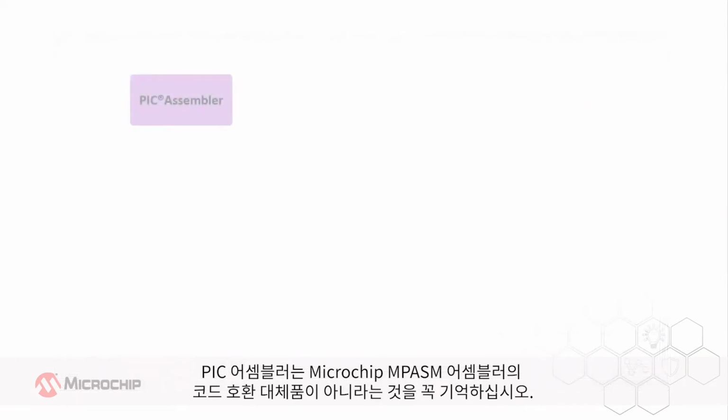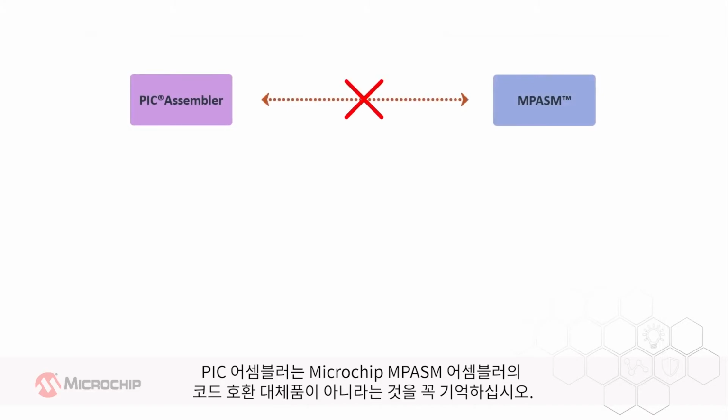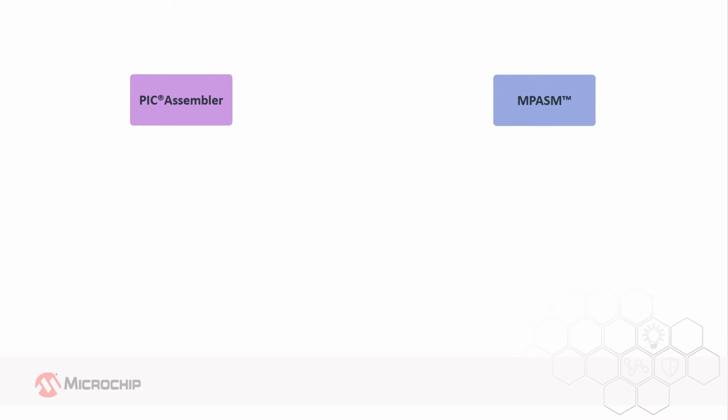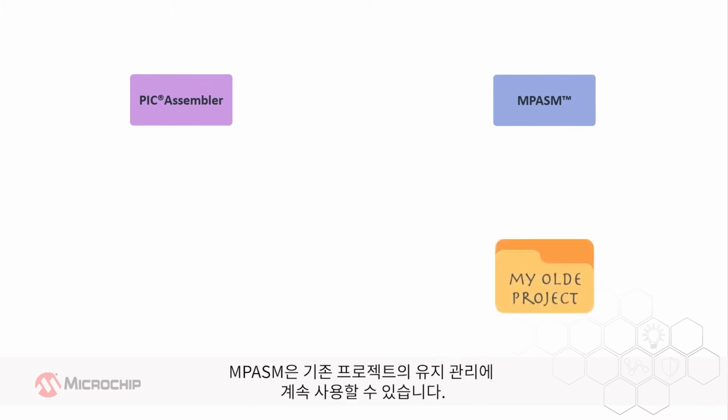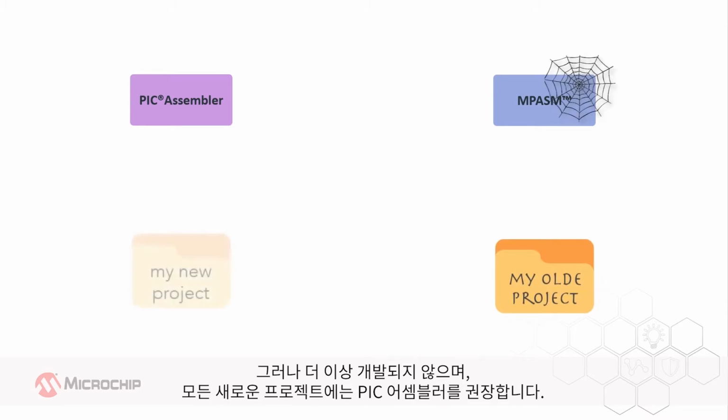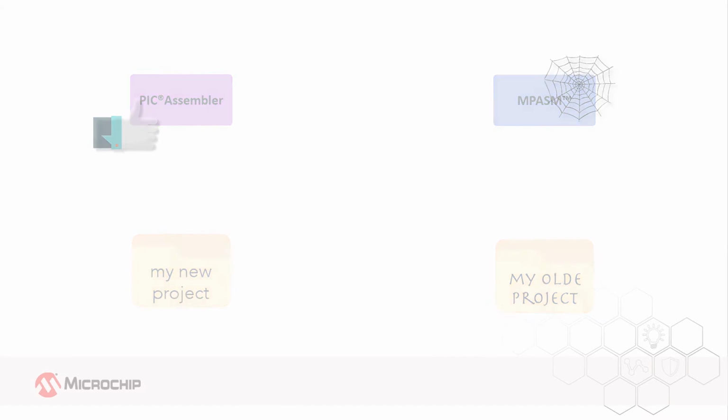It is important to note that the PIC assembler is not a code-compatible replacement for the Microchip MPASM assembler. Many of the MPASM directives and operators need different coding in the PIC assembler. MPASM can still be used for maintenance of existing projects, but it is no longer being developed, and the PIC assembler is recommended for all new projects.